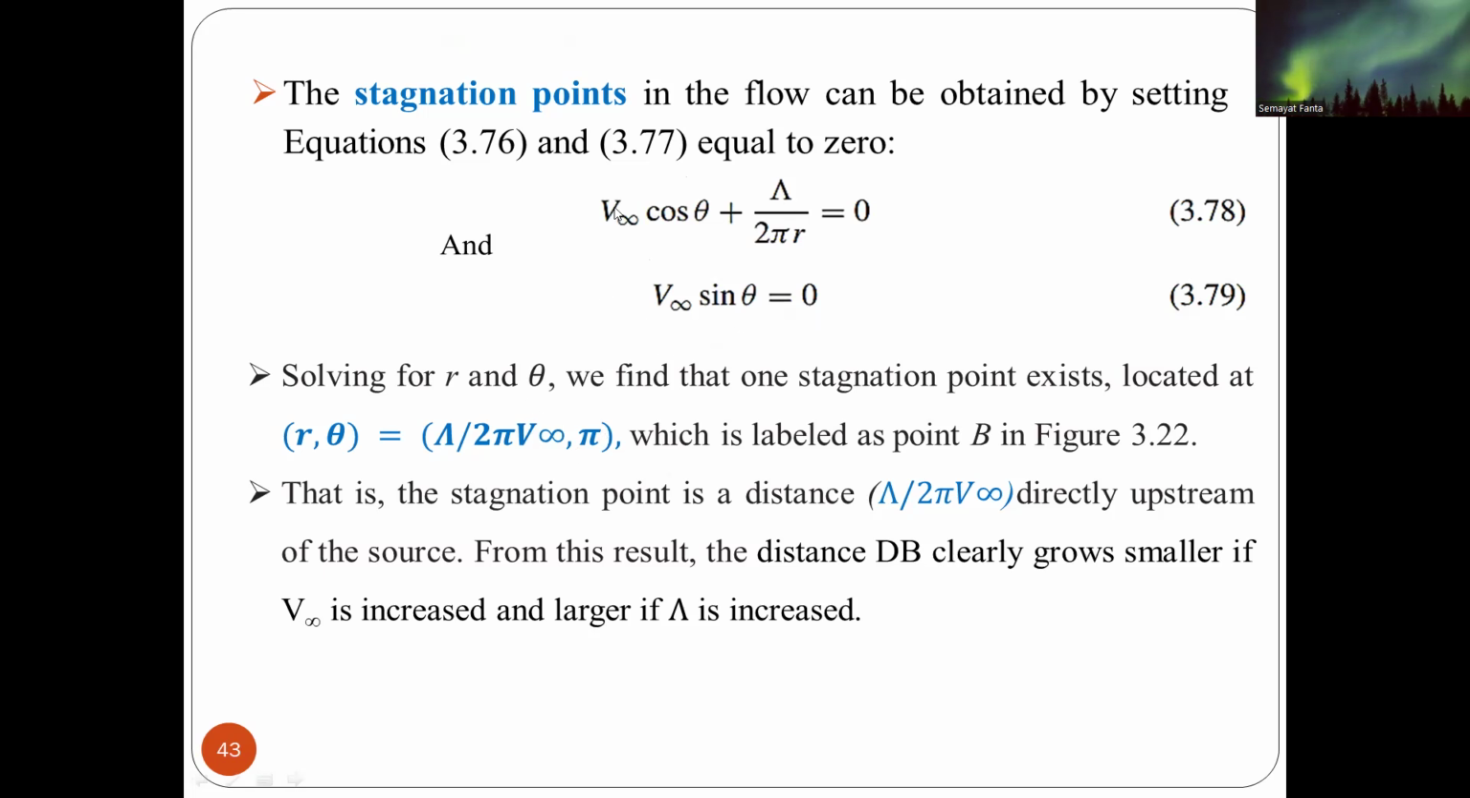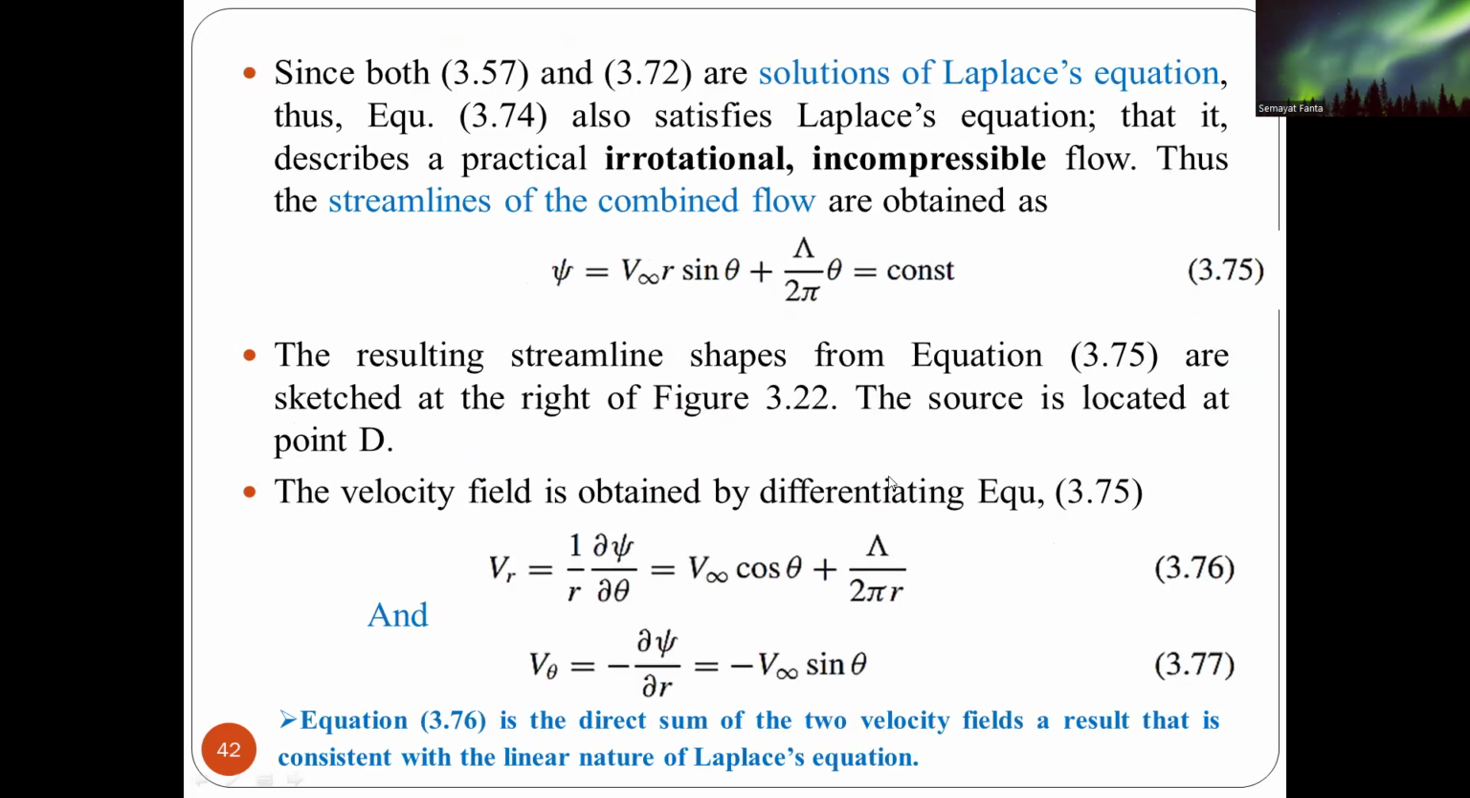And we can calculate r from here. So it is just the field strength divided by 2 pi v infinity. Okay, so these are the r and theta coordinates of the stagnation point, which is labeled as point B in the above figure.